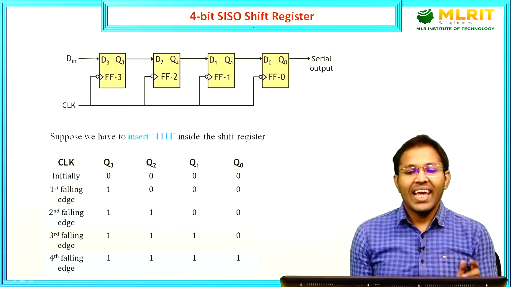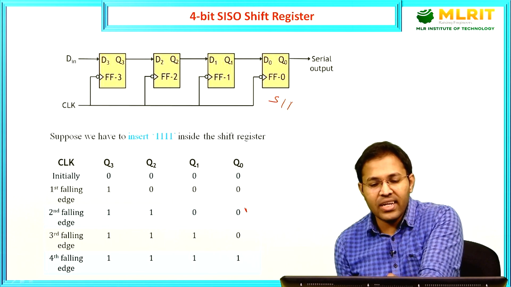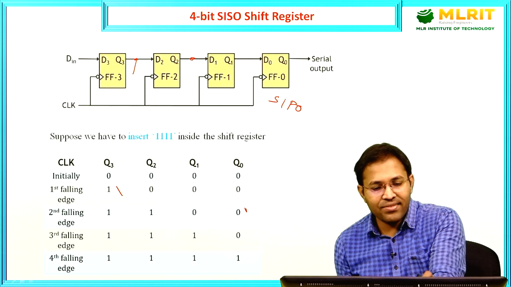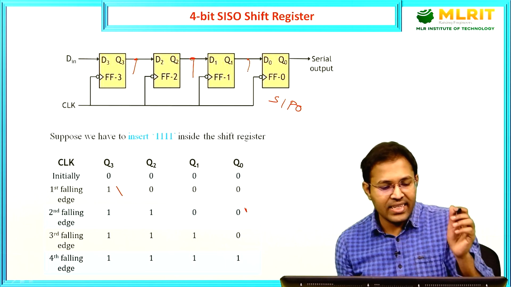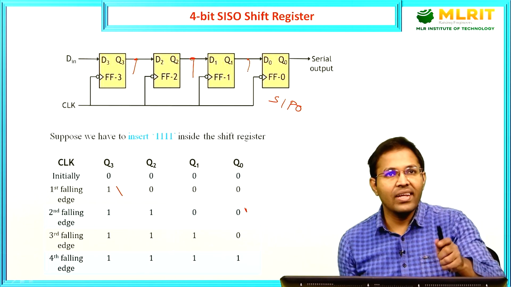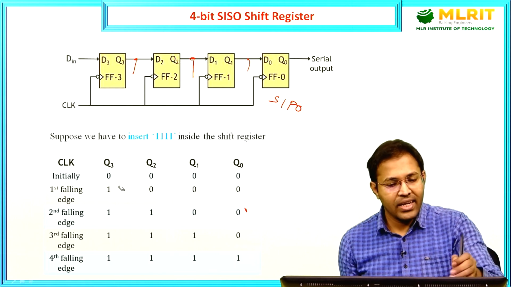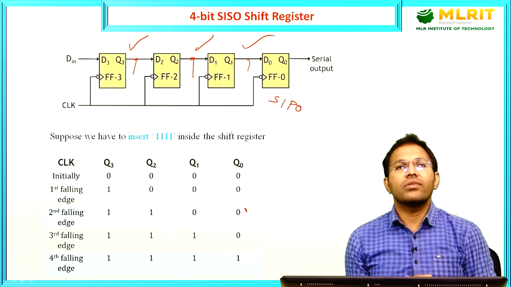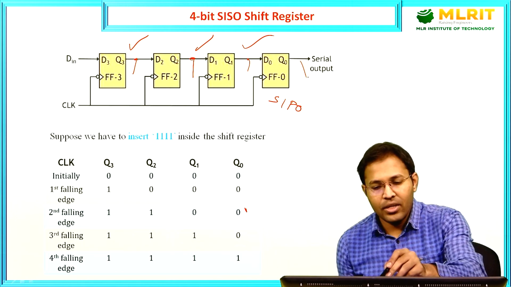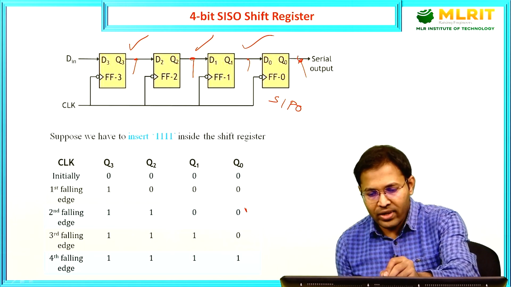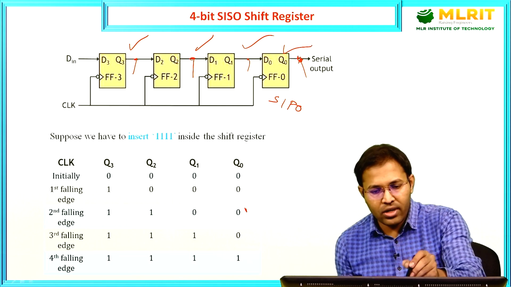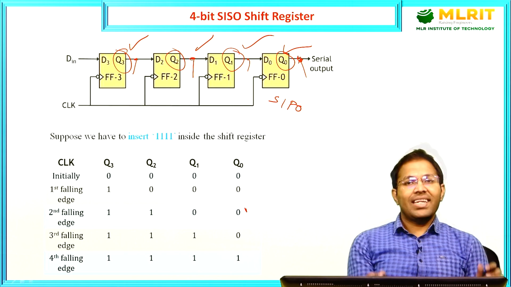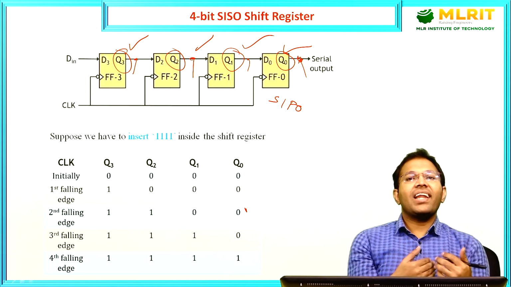But in SIPO shift register, we have extra lines in these cases. 4 outputs are provided. What are the 4 outputs? Q0, Q1, Q2, Q3. That is why you have parallel output.